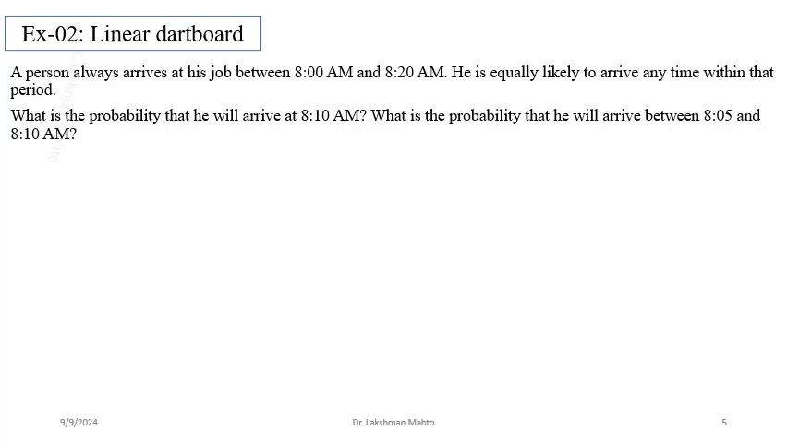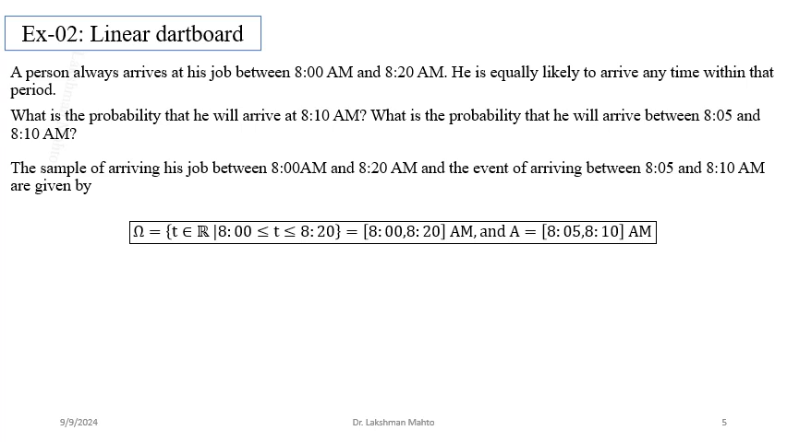So what is the answer to the first question? Zero. What is the width of the interval from 8:10 to 8:10? What is the width of that subinterval? It is zero, and zero divided by non-zero is always zero. So that's where you have computed it like this. First you have to compute the sample space. What is the sample space? It is a very easy question. So compute the sample space.